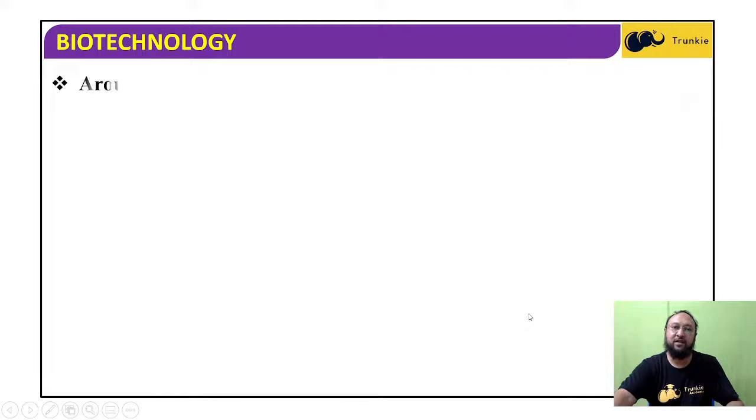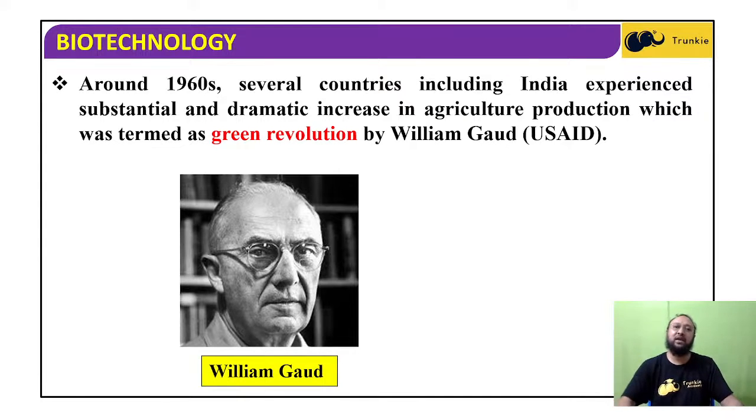So that is the now around 1960s, several countries, including India, experienced substantial and dramatic increase in agricultural production, which was termed as Green Revolution. Okay, around 1960s, there was a huge sudden increase in the production of the agricultural crops, and that was experienced by several countries, including India also. So that was termed as Green Revolution by William Gould.